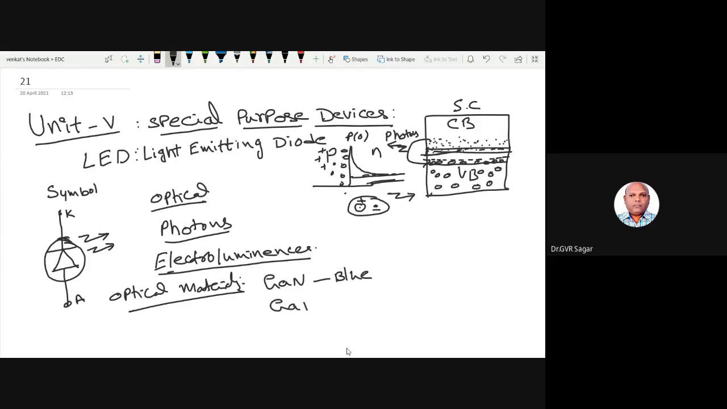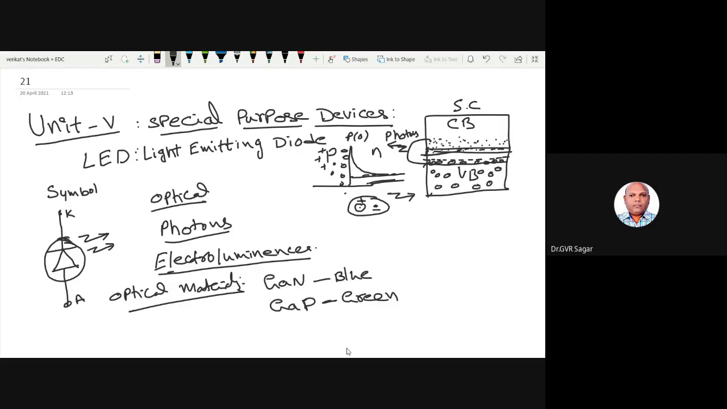Gallium phosphide, because we know that gallium is also a semiconductor, right? And phosphorus is a pentavalent impurity, so P is mixed with the gallium. So gallium phosphide generates green. Like this, different colors are generated with different combinations of materials, right?